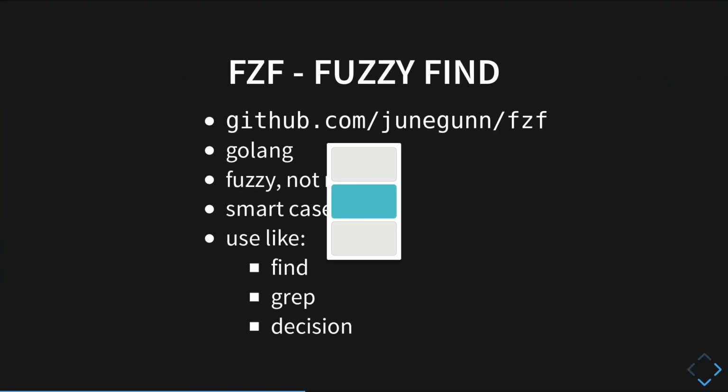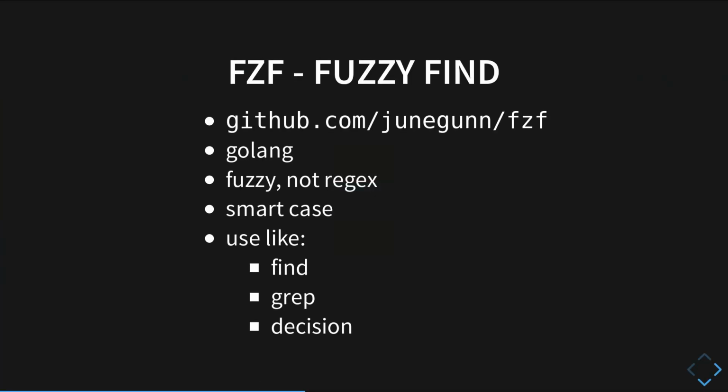Okay, so that's fuzzy find. You can use it like find to find files. You can use it like grep to search within files. And you can use it to make decisions, like which branch do I want to check out. And I think you'll find that if you think, you can use it for almost every decision you have to make in the shell. And it's a really great interface for doing that, because you can choose from among a lot of options really quickly.